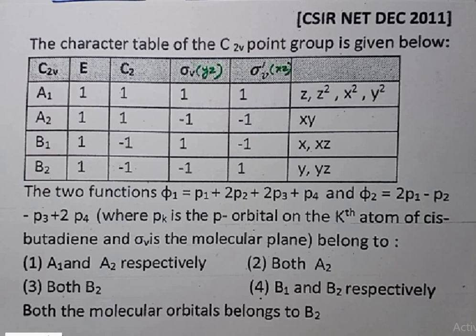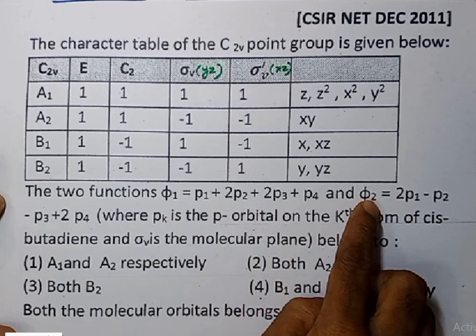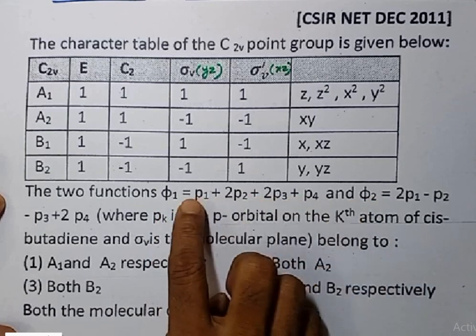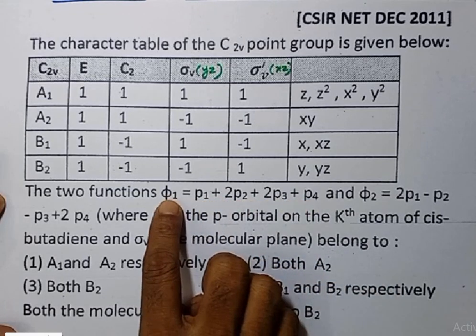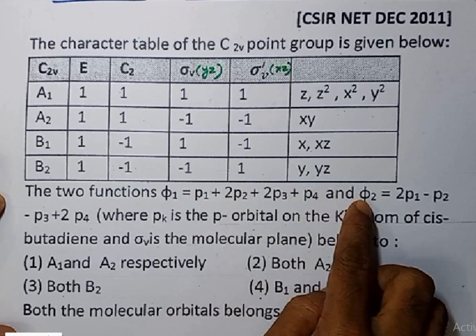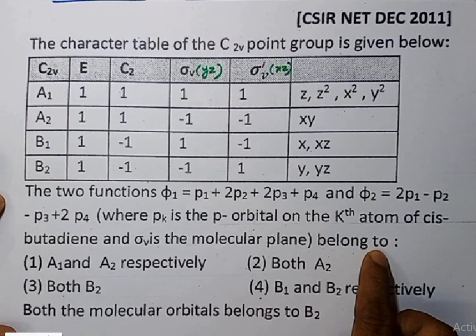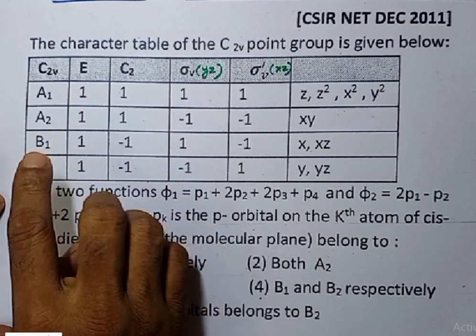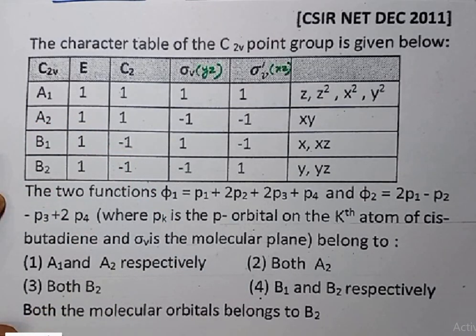Just go through the question. What they are actually asking: the two functions phi1 and phi2 are molecular orbital functions, linear combinations of p orbitals forming molecular orbitals. So phi1 is one molecular orbital, phi2 is another. The question is whether they belong to A1 or A2, like that. We need to identify.